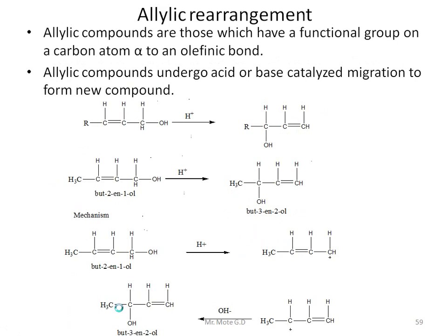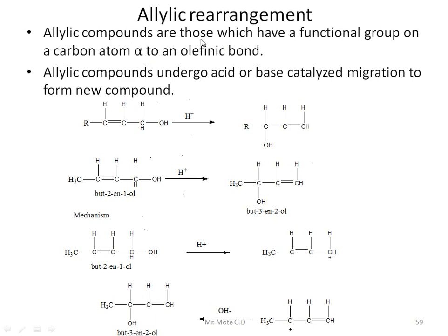Then allylic rearrangement reaction. Allylic compound means the functional group is present alpha to the olefinic linkage. So this is the olefinic linkage and this is the alpha carbon atom, and to that alpha carbon atom the OH group is attached. OH is the functional group, that's why we are calling it an allylic compound. And then rearrangement of an allylic compound is called the allylic rearrangement reaction.